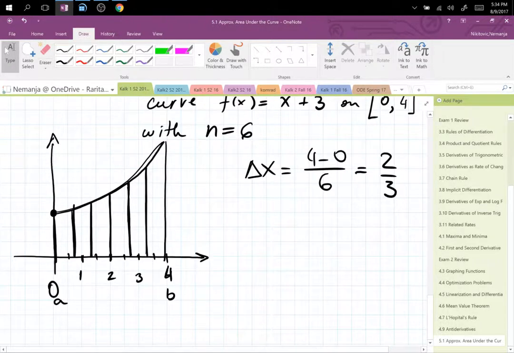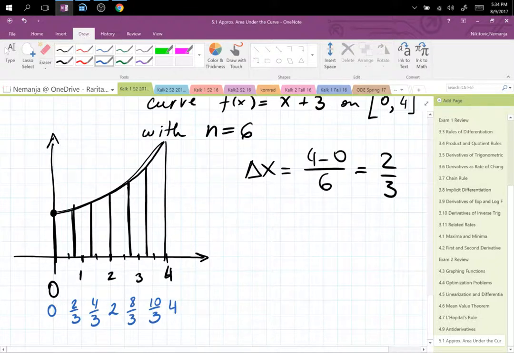What are the numbers? The first rectangle, so we have A and B, so it's 0. The first rectangle is at 2/3, and then plus 2/3 is 4/3, and plus 2/3 is 2, and plus 2/3 is 8/3, and then 10/3, and then 12/3 divided by 3 is 4. So these are my points.